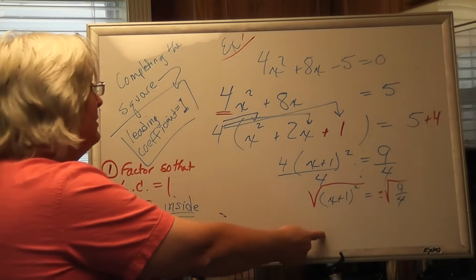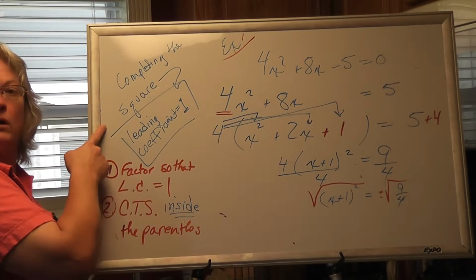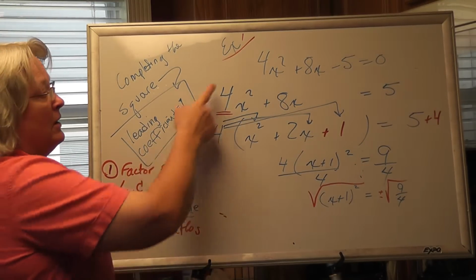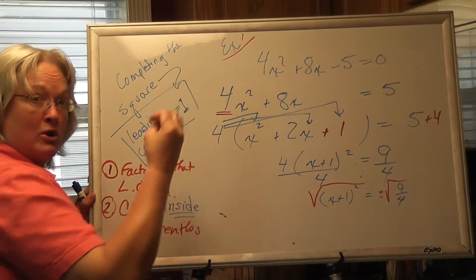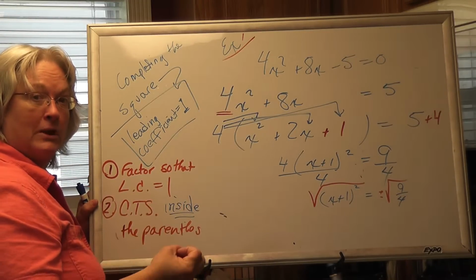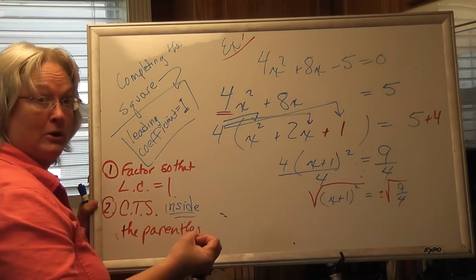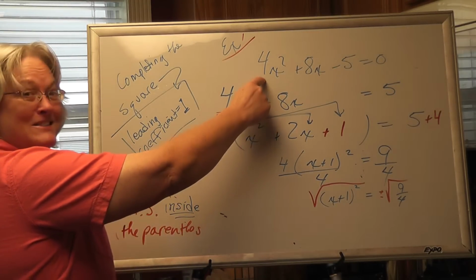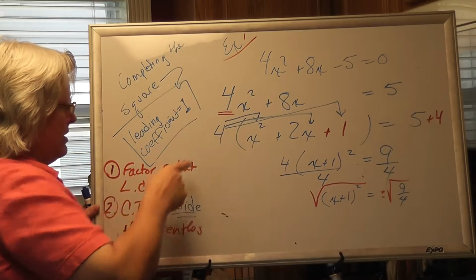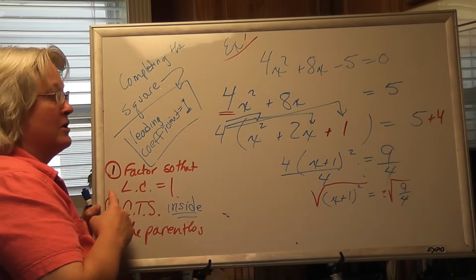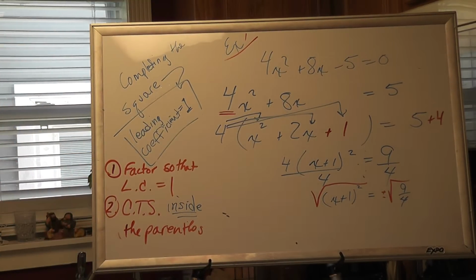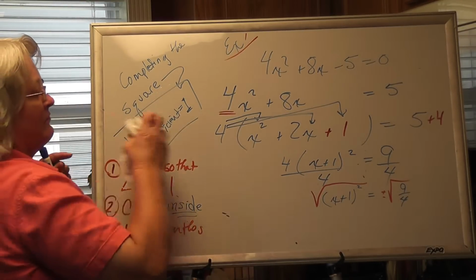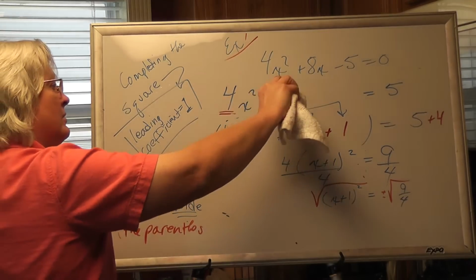Let's pause here and review. When we're completing the square, your leading coefficient always has to be 1. If you have a problem that you're trying to solve by the method of completing the square, and that leading coefficient is not equal to 1, then you need to factor, first off, so that the leading coefficient becomes 1. It's exactly what we did in this step here. We factored out a 4.